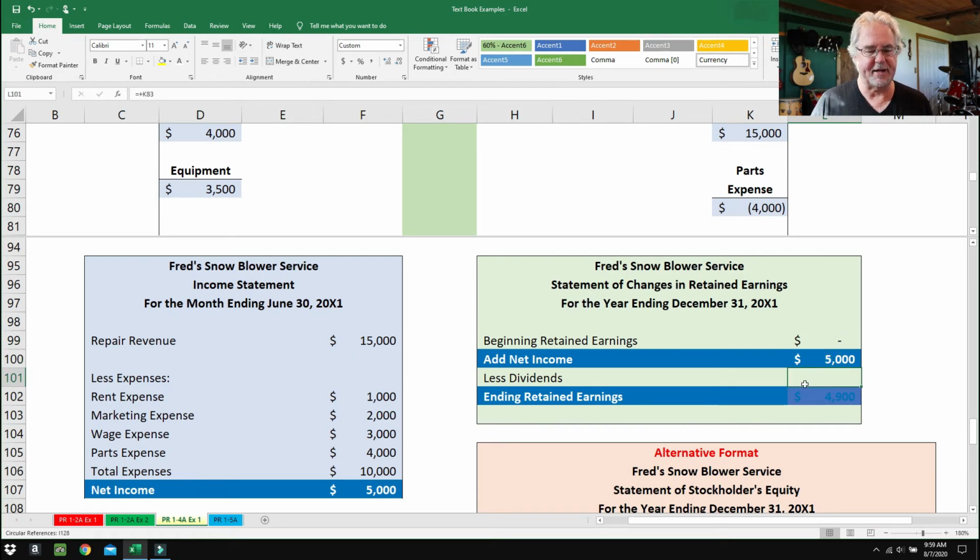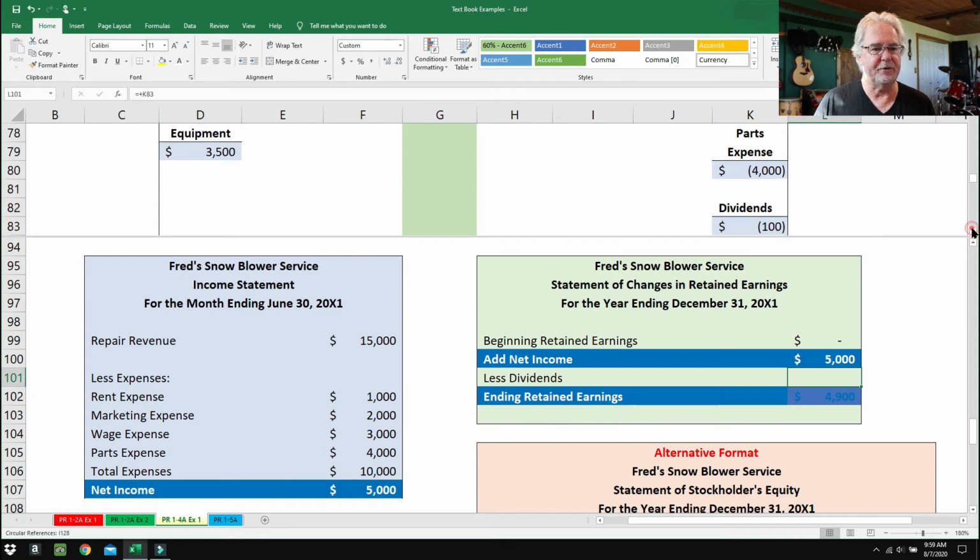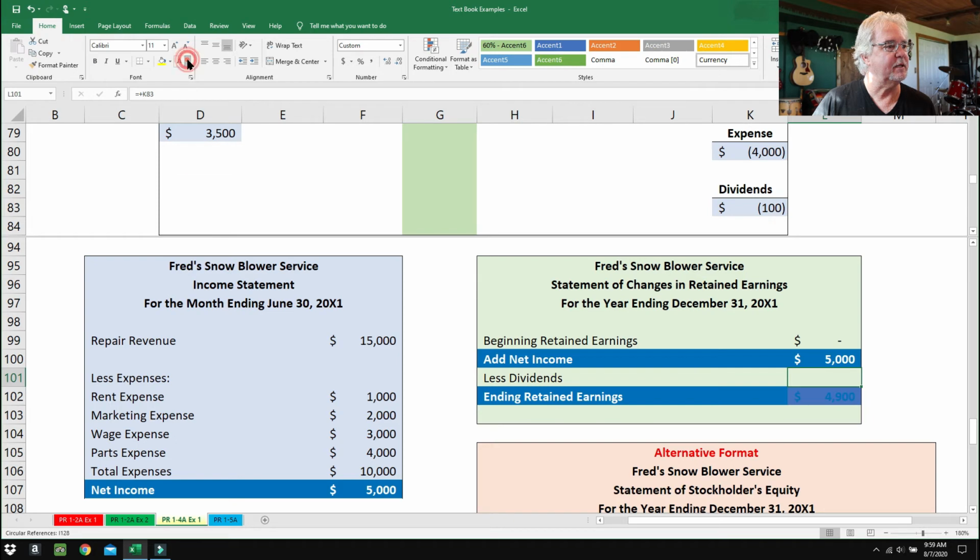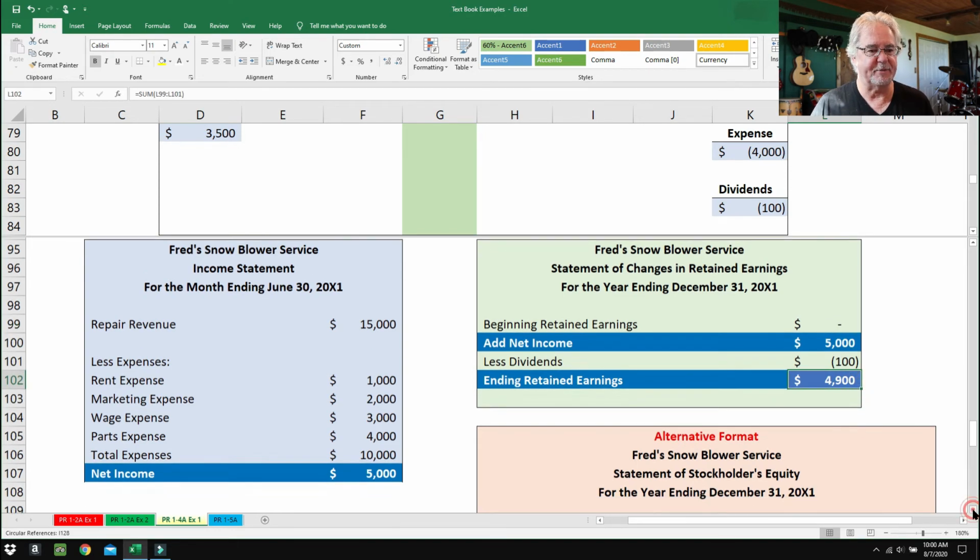And then what we're going to do is subtract out dividends. And if you recall, the dividends were $100. So let's put in $100. Now, for whatever reason, I just decided to put it as a negative number. And you might say, well, you're not being very consistent, and maybe I'm not. But the point is that we're going to take the beginning retained earnings, add the net income, subtract out the dividends, and we're going to end up with ending retained earnings. So here we go, ending retained earnings. 4,900. So there's his ending retained earnings. He went from a zero net worth in this business to 4,900, excluding his common stock.